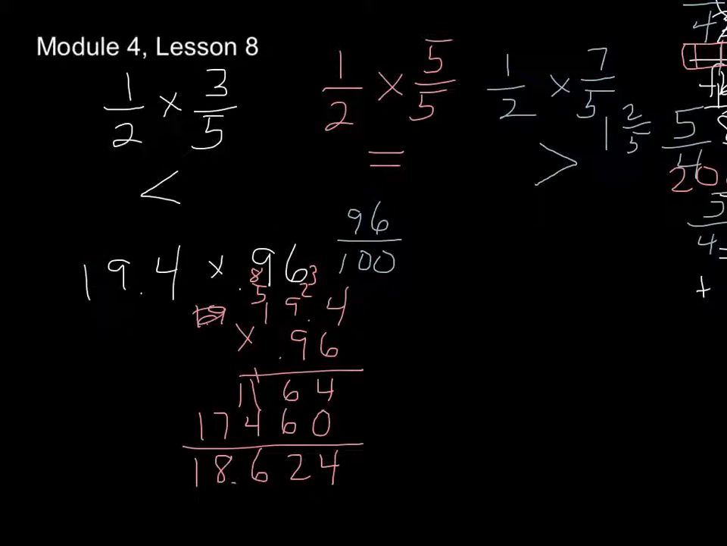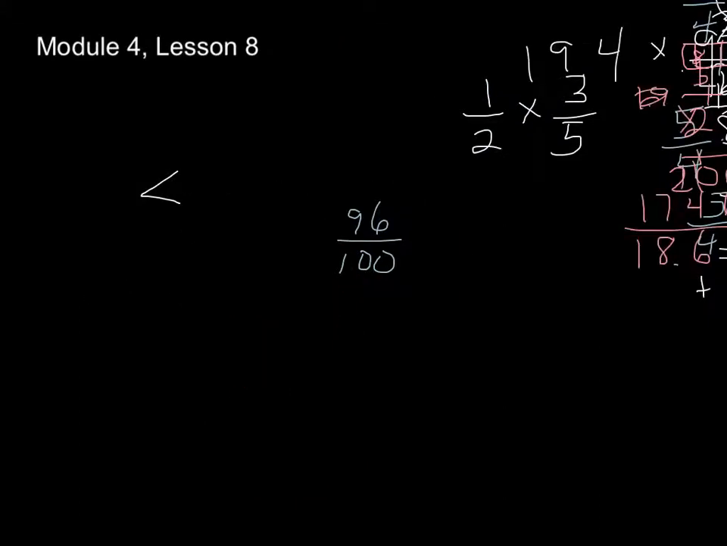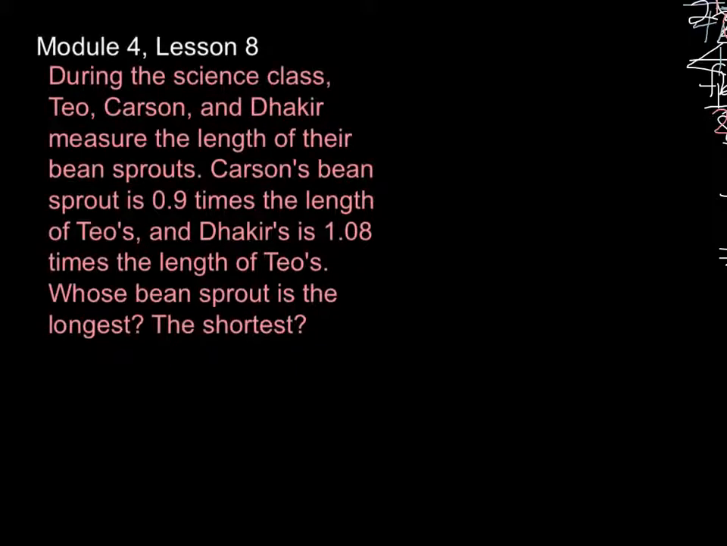Great. So the last thing we're going to do is try to apply this to a couple of word problems. Okay, let's read this together. During the science class, Teo, Carson, and Dakir measured the length of their bean sprouts. Carson's bean sprout is 0.9 times the length of Teo's, and Dakir's is 1.08 times the length of Teo's. Whose bean sprout is the longest, the shortest? Okay, so there's a lot going on in there. Let's try to break it down.